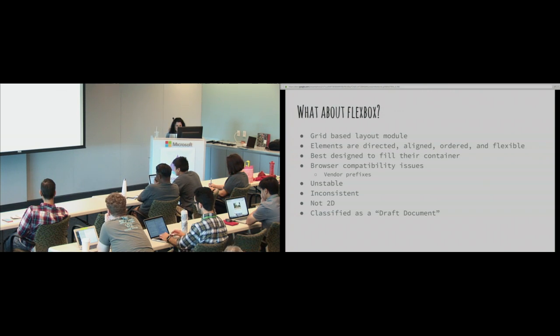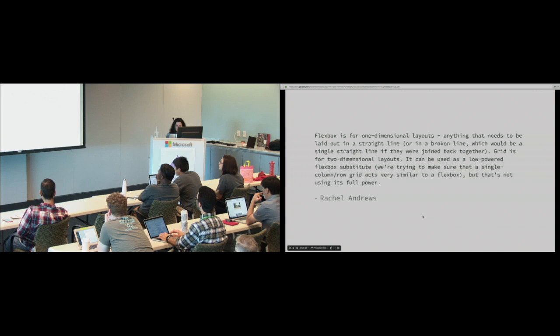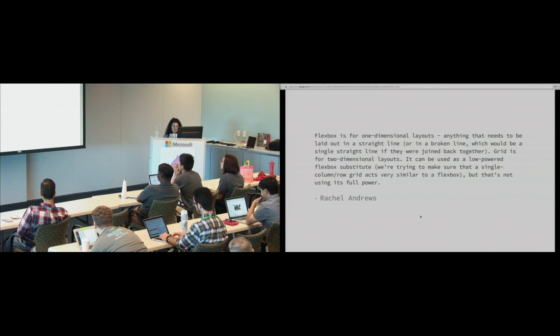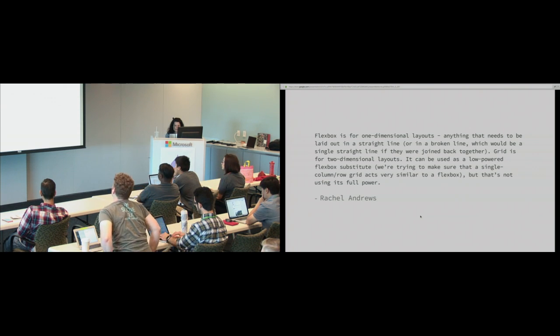And this is another quote by Rachel Andrew. Sorry, guys, that should be Rachel Andrew. I think this quote just summed up Flexbox perfectly. Flexbox is for one-dimensional layouts, anything that needs to be laid out in a straight line or in a broken line, which would be a single straight line if they were joined back together. Grid is for two-dimensional layouts. It can be used as a low-powered Flexbox substitute. We're trying to make sure that a single column row grid acts very similar to Flexbox, but that's not using its full power. So that sums it up pretty well.